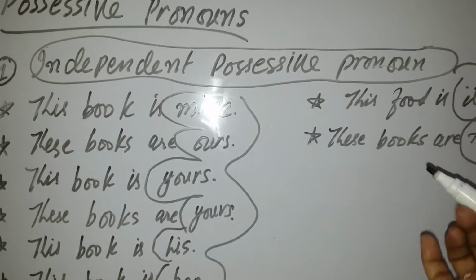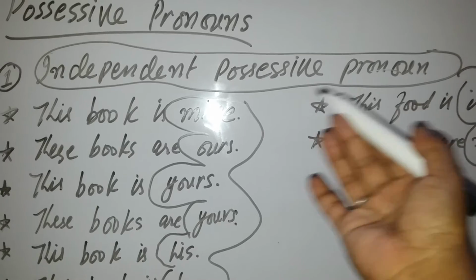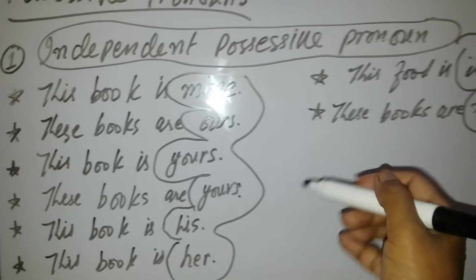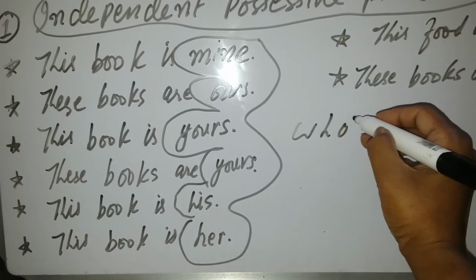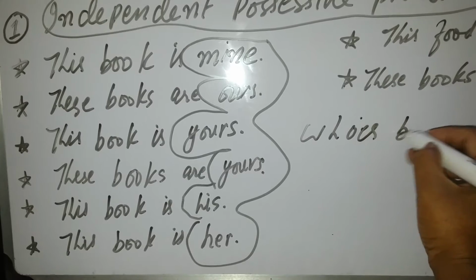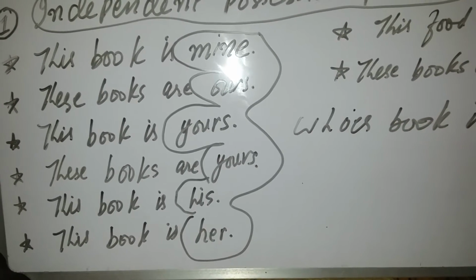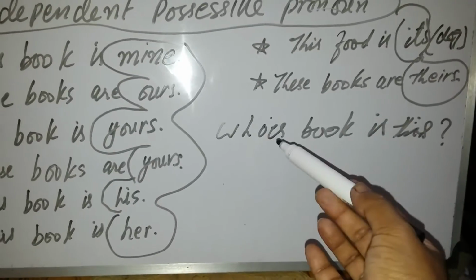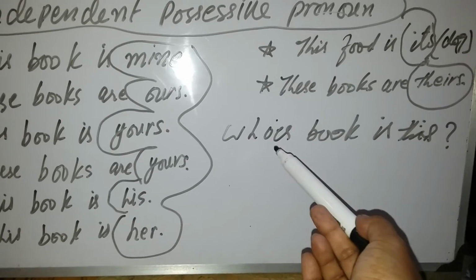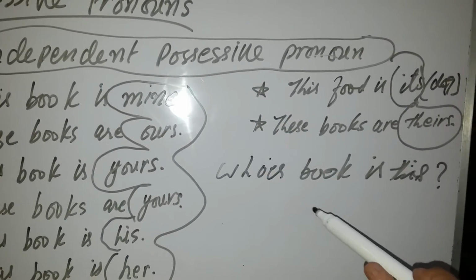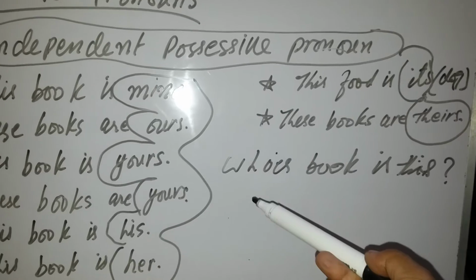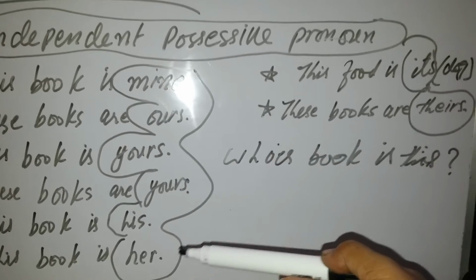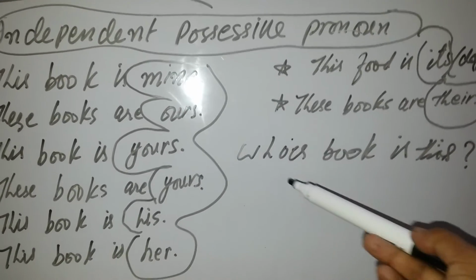For example, these independent possessive pronouns can also be used for giving the answer to a question. For example, if there is a question, whose book is this? In the answer to this question, you can say, this is mine, this is his, this is yours, this is theirs, this is its, this is hers, this is ours. You can use all these independent possessive pronouns in the answer.